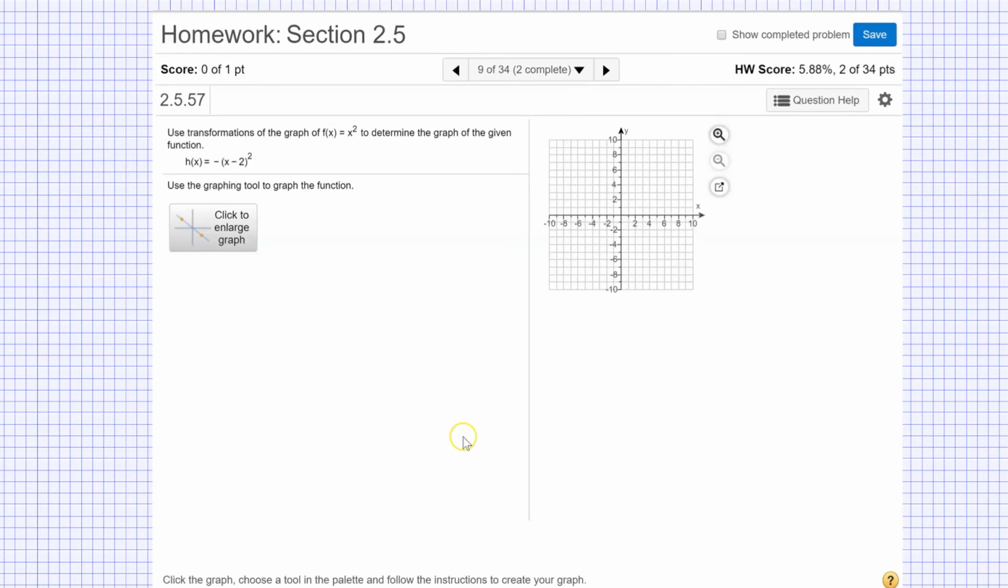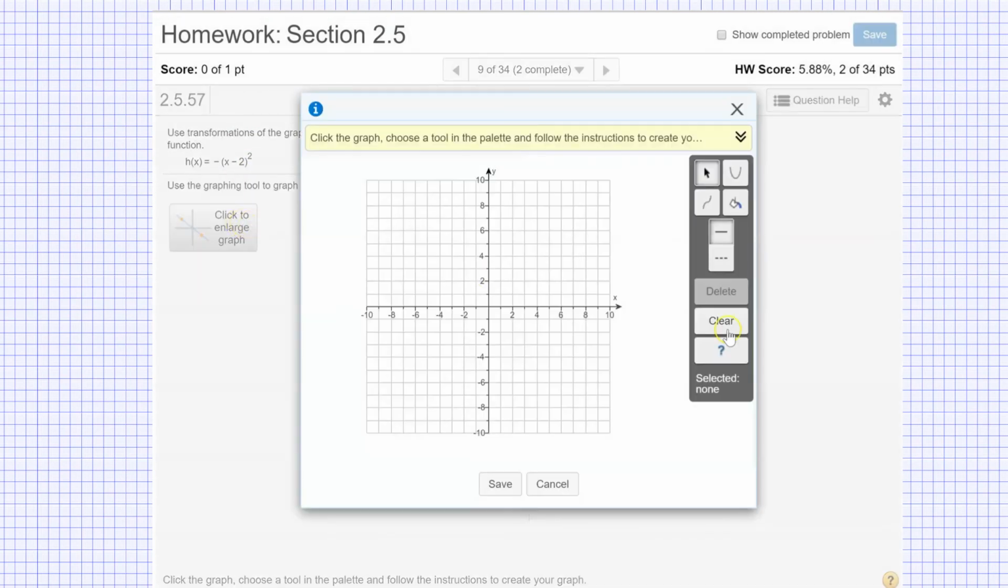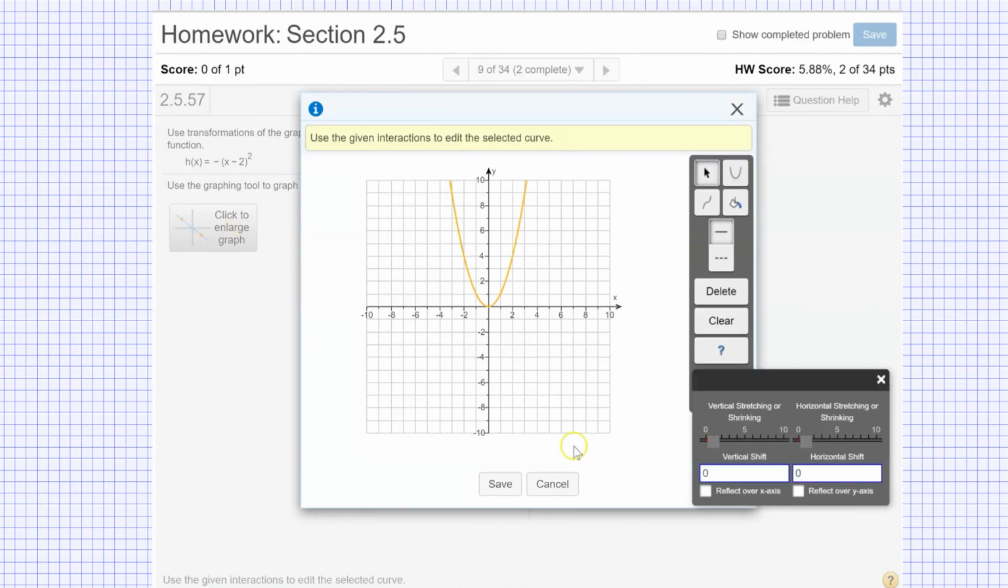Now, this one is a little bit different. It has more transformations, so I wanted to show you what this one's going to look like. So I'm using transformations of my parent quadratic to graph the given function. And what's going to be going on there is I'm going to be shifting it, reflecting it, and shifting it to the right 2 units, right? So I'm going to click to enlarge the graph. I'm going to choose my x squared tool and click anywhere on the graph. And then there's going to be a horizontal shift 2 units to the right.